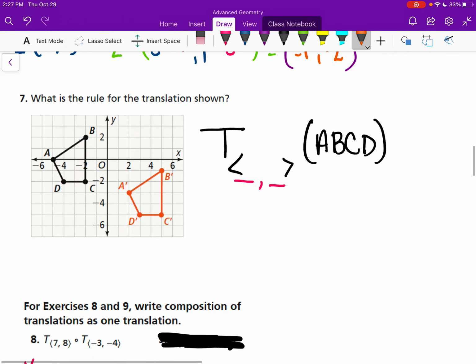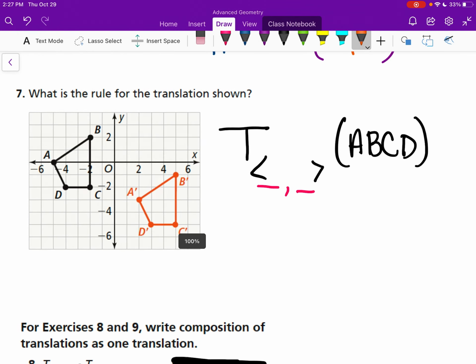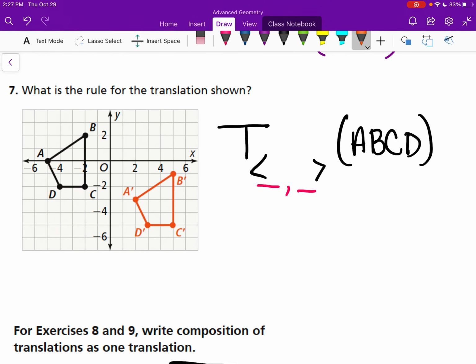We can also figure this out by looking at a figure, knowing that we start at our pre-image points and we move to our image points. So let's just pick one point. We can call it A, and let's figure out how we get from A to our image point A prime.